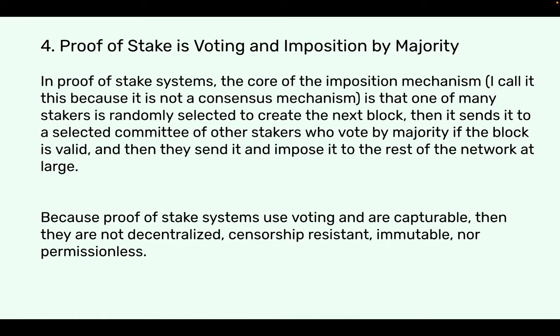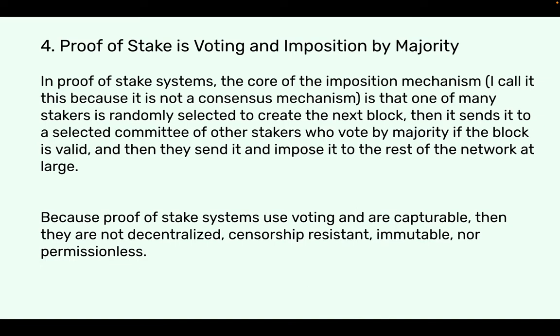So because proof of stake systems use voting and are capturable, this is because it's a top-down system. The stakers are basically the elites that we see in normal societies. And it's just the elites that agree with other elites which is the correct state of the network, and then they tell the rest of the population what they have to follow. So it's basically a top-down way of imposing the system to the rest of the network. And this is why it is capturable, and it's not decentralized, censorship resistant, immutable, nor permissionless.